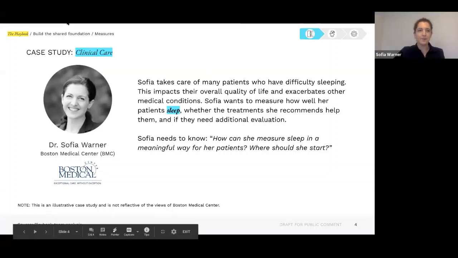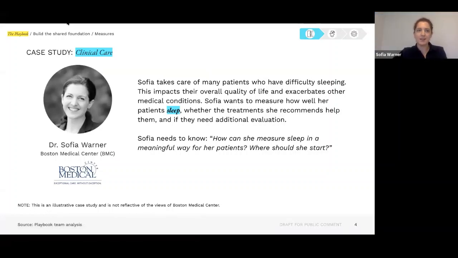Great. So excited to be here with everybody today and talk about applications of remote monitoring in clinical care. And so I thought that we could start off with a case that was also included in the playbook. And I also just wanted to mention that these are just my personal views. These aren't the views of my employer.